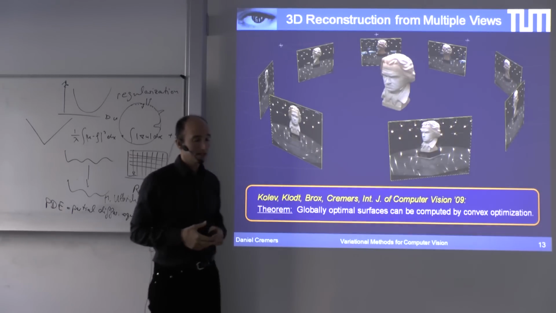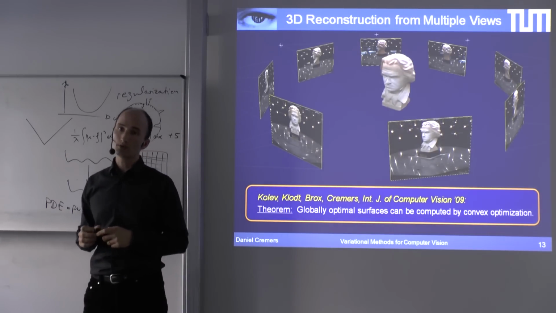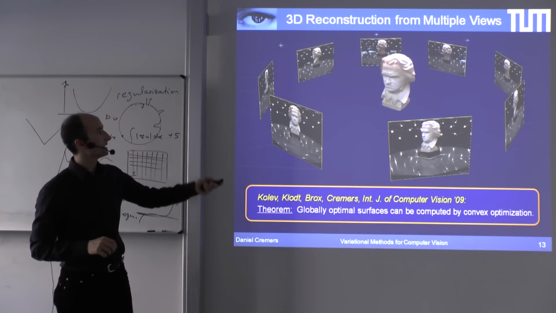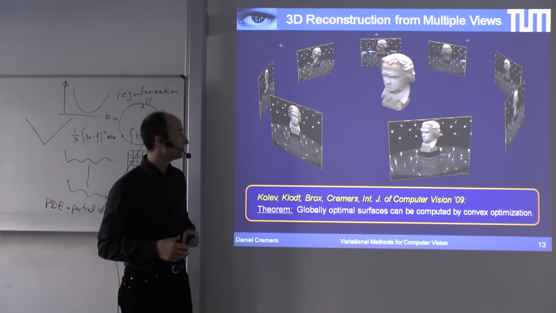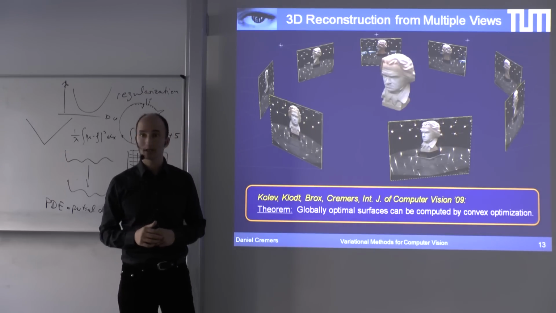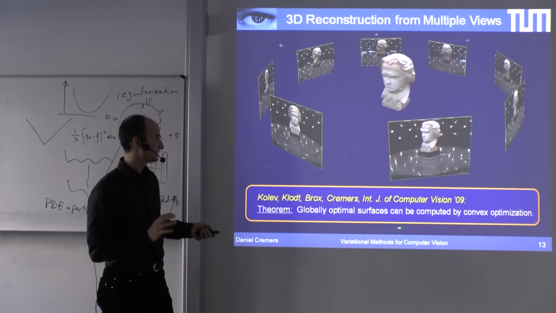And as I said, the problem is to convexify these things. Actually, it turns out you can do that. For example, in 2009, we showed that for 3D reconstruction, you can actually compute globally optimal configurations using convex optimization. How that is done, we may get into a little bit during the class.